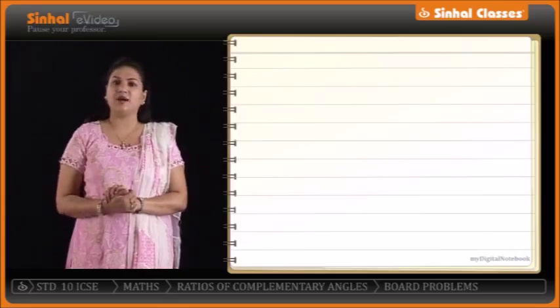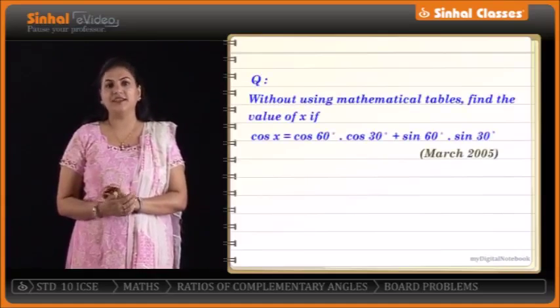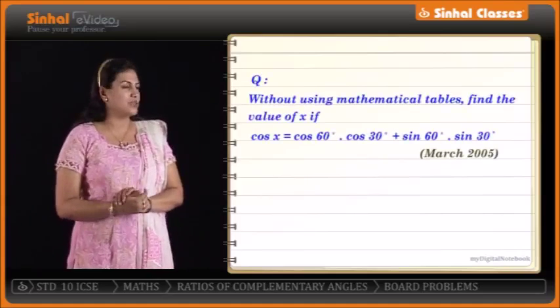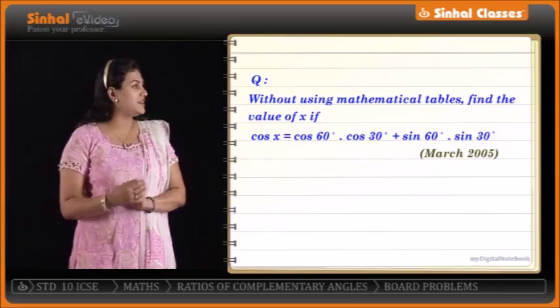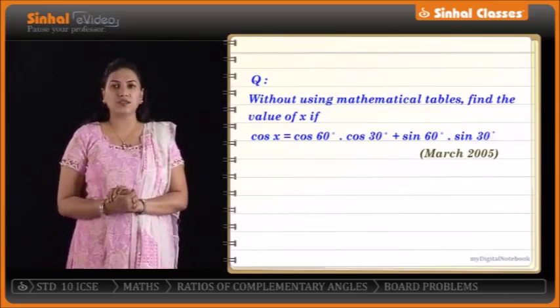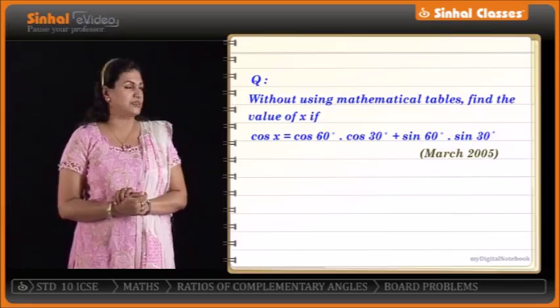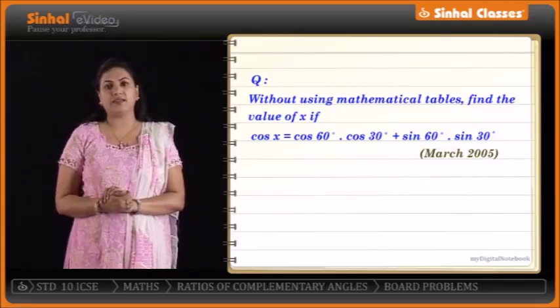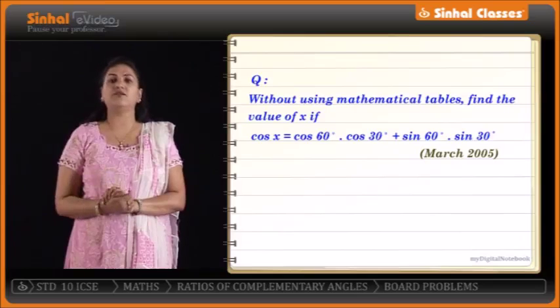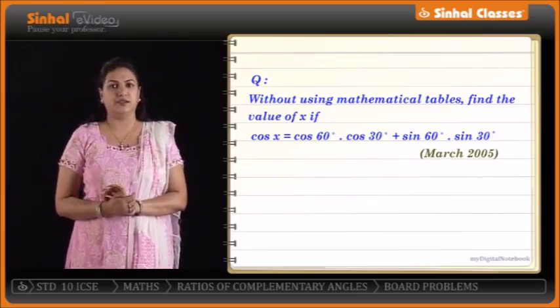Now let's take some board problems. We start with the March 2005 board question, which is, without using mathematical tables, find the value of x if cos x is equal to cos 60 into cos 30 plus sin 60 into sin 30. Now without using mathematical tables, it means we do not need to use the log books. But you already know the trigonometric ratios of special angles. Those values you can use here.